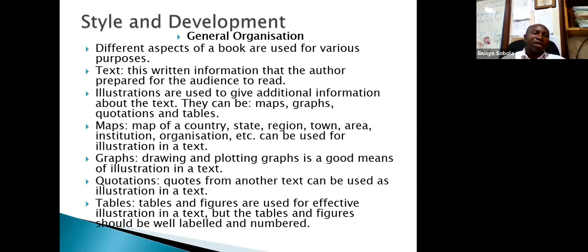Starting with the maps, we can use the map of a country. Maybe you are writing about a particular country. You may need to insert the map of that country in your write-up, or if writing about a state, a region, a town, an area. If you are writing on University of Lagos, it's crucial that you get the map of University of Lagos and let it be part of the illustration in your write-up. Writing on Faculty of Art or Faculty of Engineering or Education, it is better you get the map of University of Lagos, then try to get the map of the Faculty of Education.